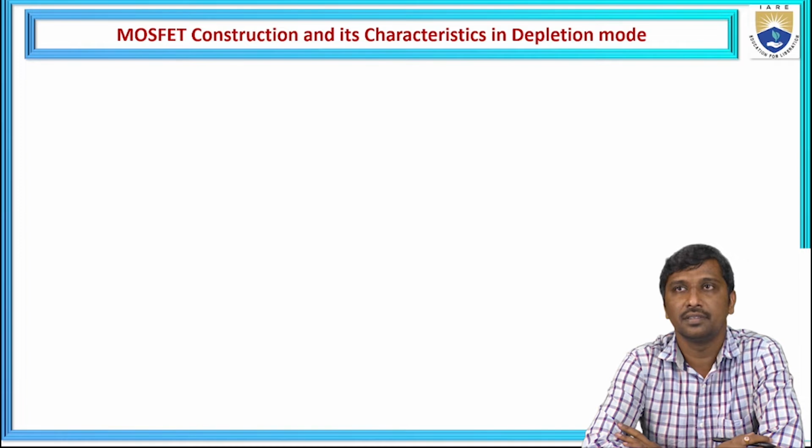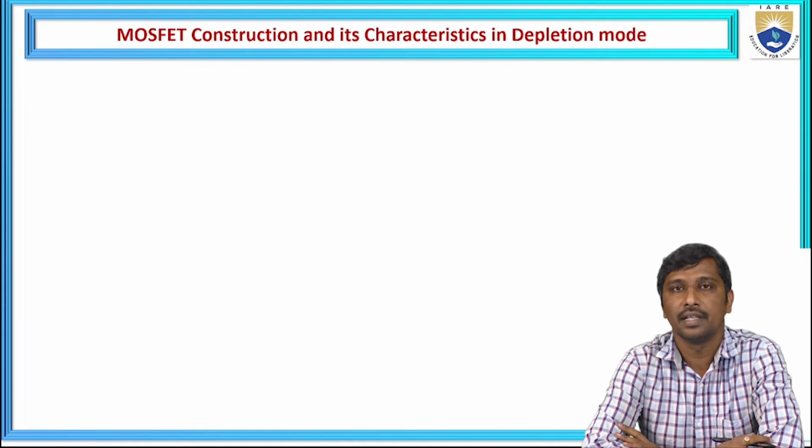But coming to the depletion type of MOSFET, while constructing the MOSFET, it creates or establishes the channel between the source and the drain. Why is the channel required? We need to allow the charge carriers from the source to the drain. Hence, it allows the maximum flow of current from drain to source.